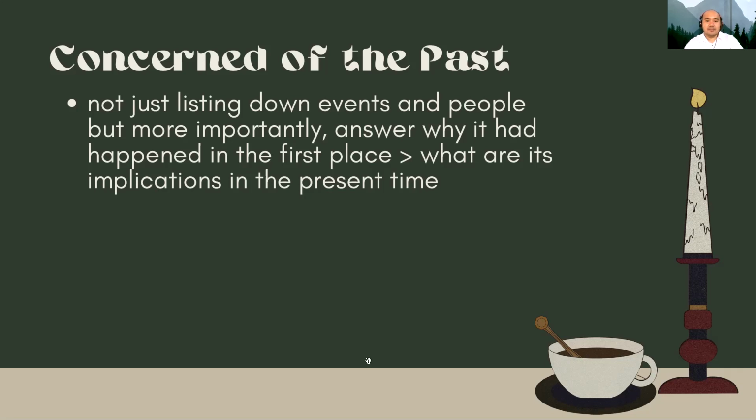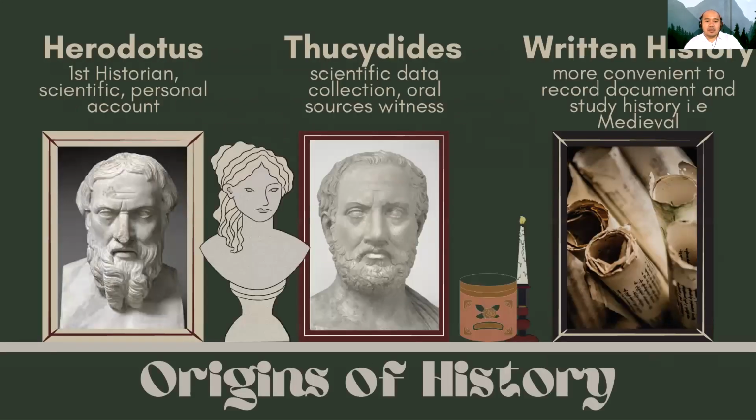Okay. So here are the origins of history. Just a quick discussion of the origins of history. The famous historian, the first is Herodotus. He was the first historian to make a scientific and concrete recording of history during his time.